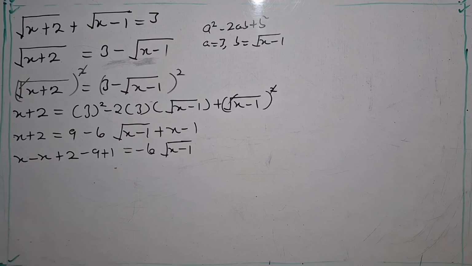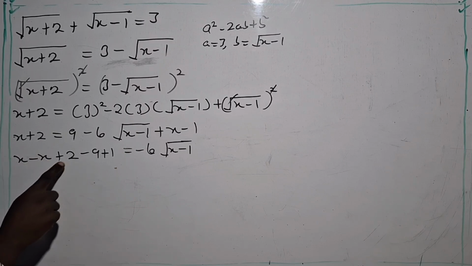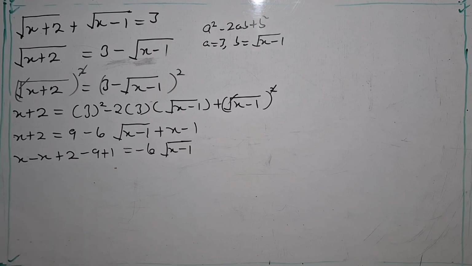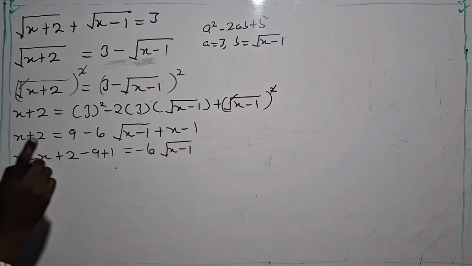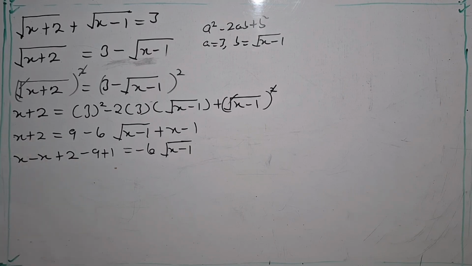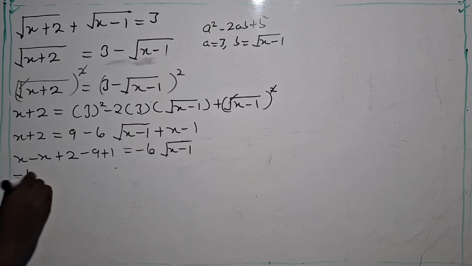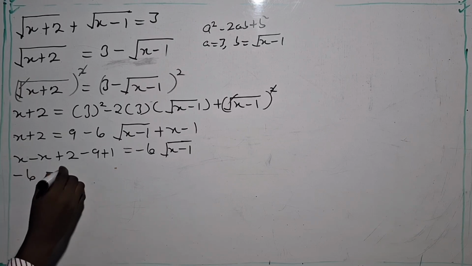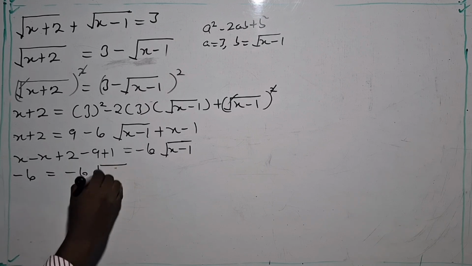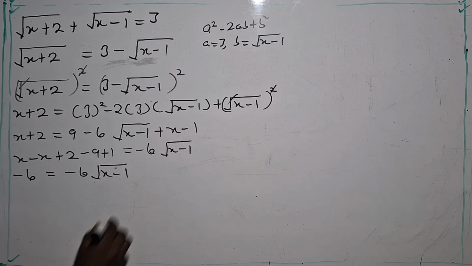So here x minus x will go. Then I have positive 2 minus 9 will give me negative 7. Yes, so negative 7. Negative 7 plus 1 will give me negative 6. So negative 6 will be equal to negative 6 times the square root of x minus 1. Yes, the square root of x minus 1.